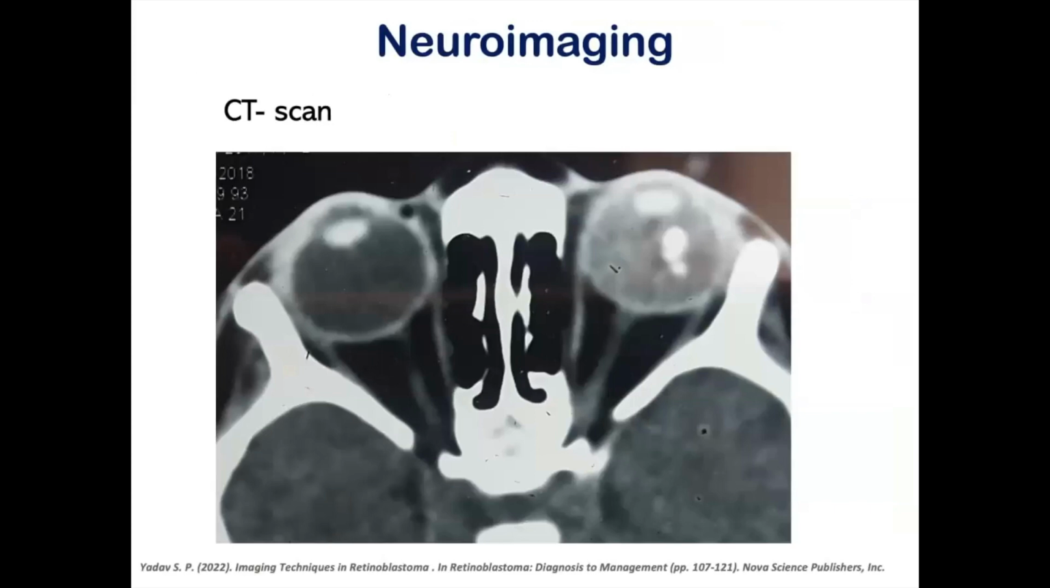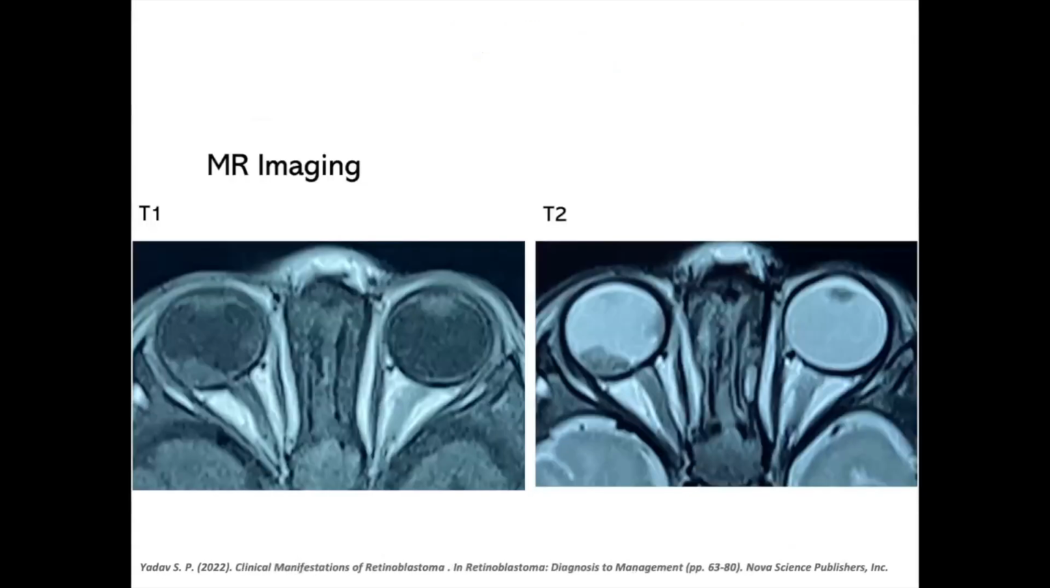Neuroimaging is advised in all patients of retinoblastoma, especially in cases to rule out atypical diagnosis, to confirm diagnosis with presence of intraocular calcification, to look for optic nerve involvement, to look for any extraocular extension, and to look for any posterior scleral contour abnormalities.